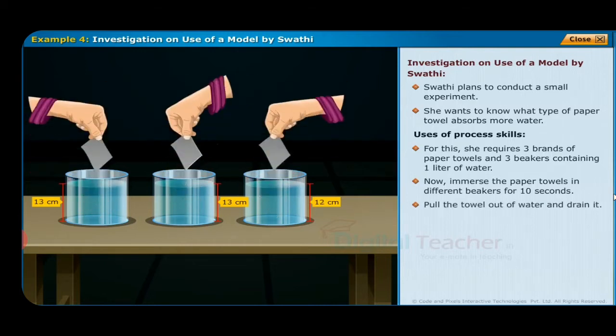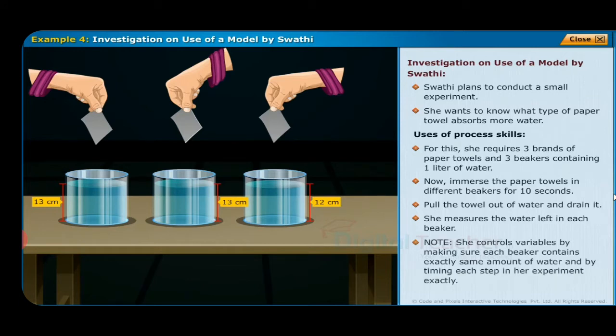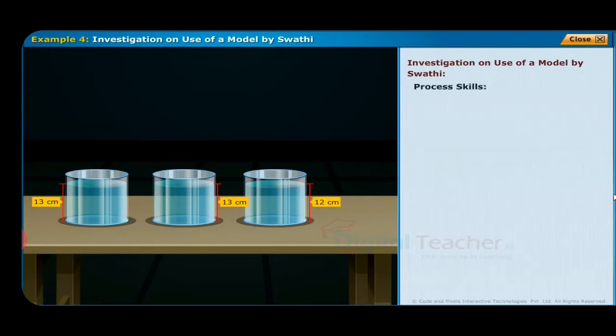Pull the towel out of water and drain it. She measures the water left in each beaker. Note: she controls variables by making sure each beaker contains exactly the same amount of water and by timing each step in her experiment exactly. Process skills.